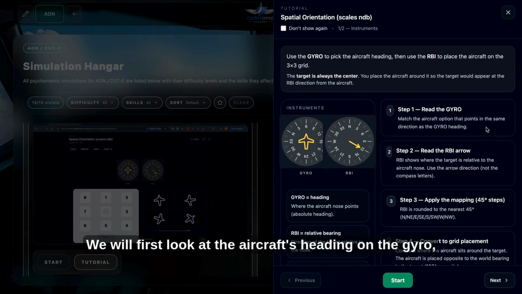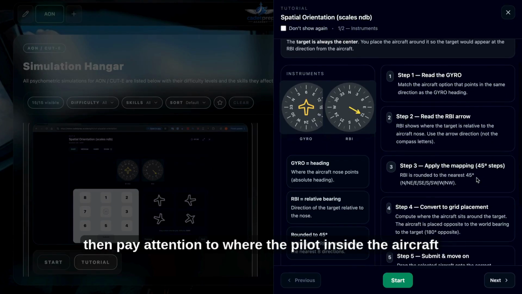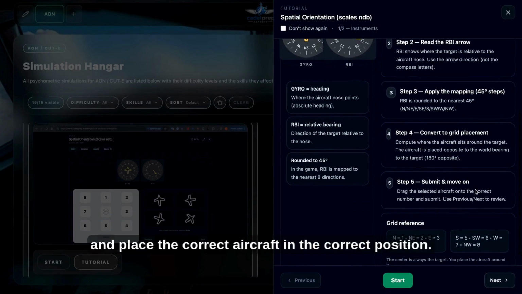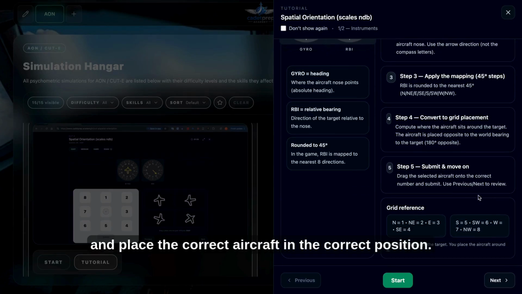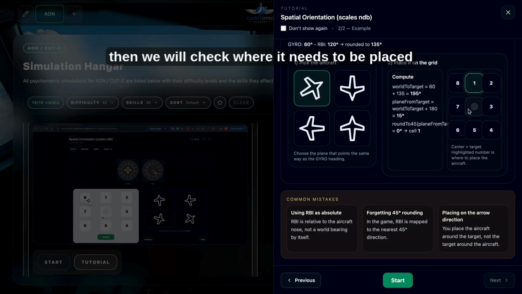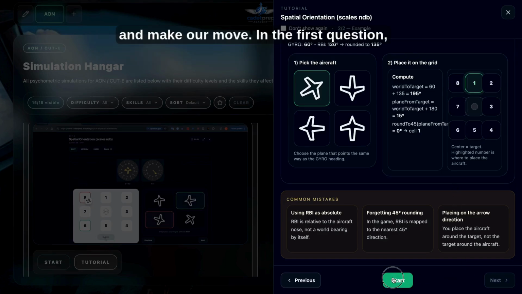We will first look at the aircraft's heading on the gyro, then pay attention to where the pilot inside the aircraft sees the target on the RBI, and place the correct aircraft in the correct position. To find out which aircraft is the correct one, we will first look at the heading on the gyro. Then we will check where it needs to be placed and make our move.